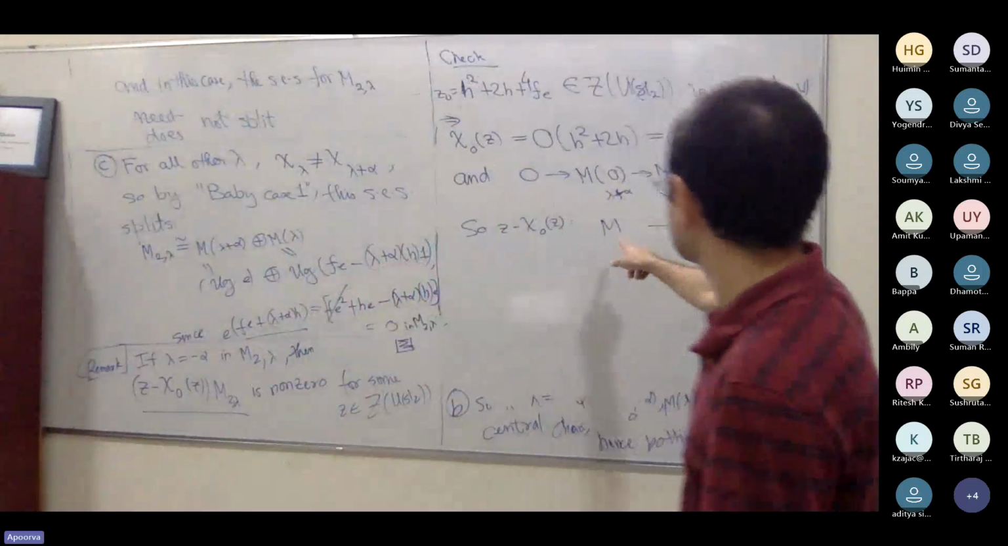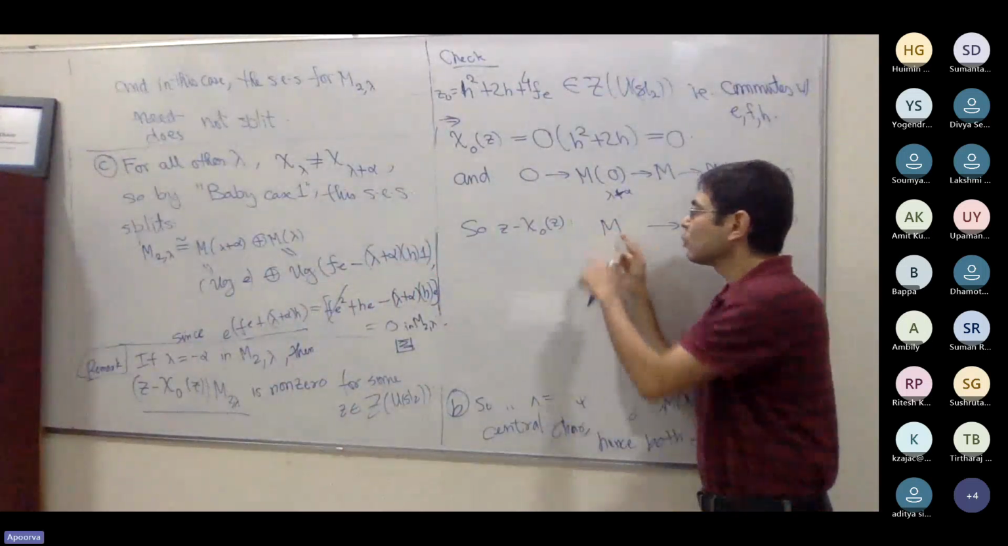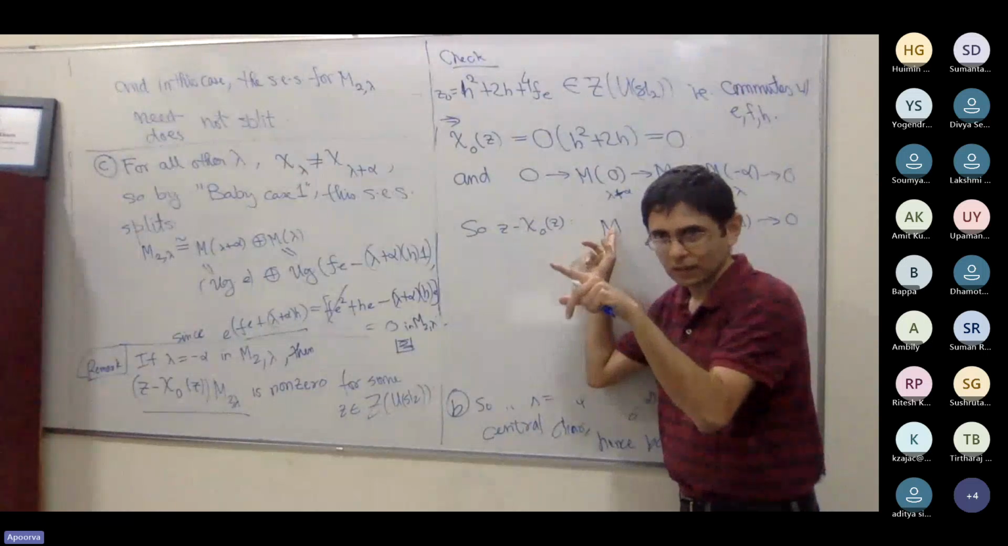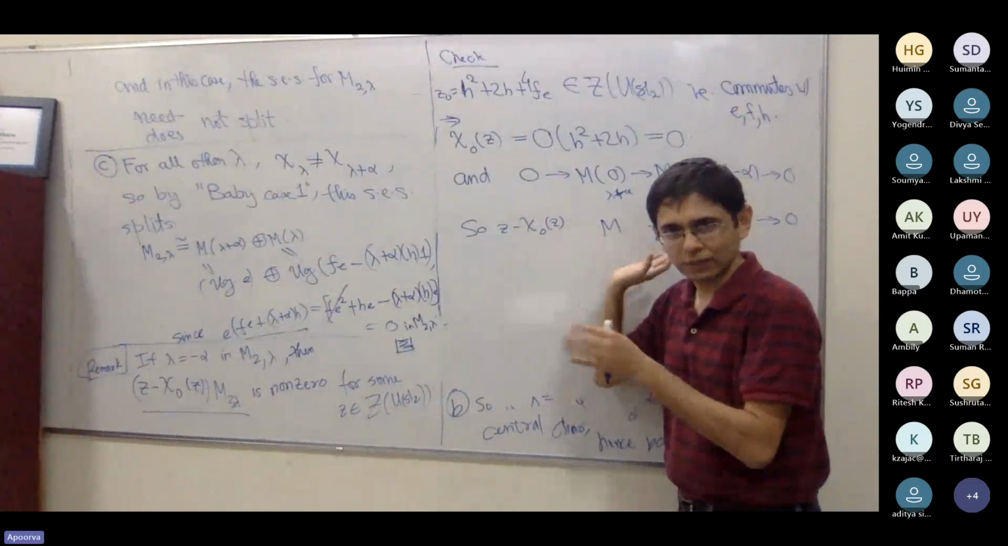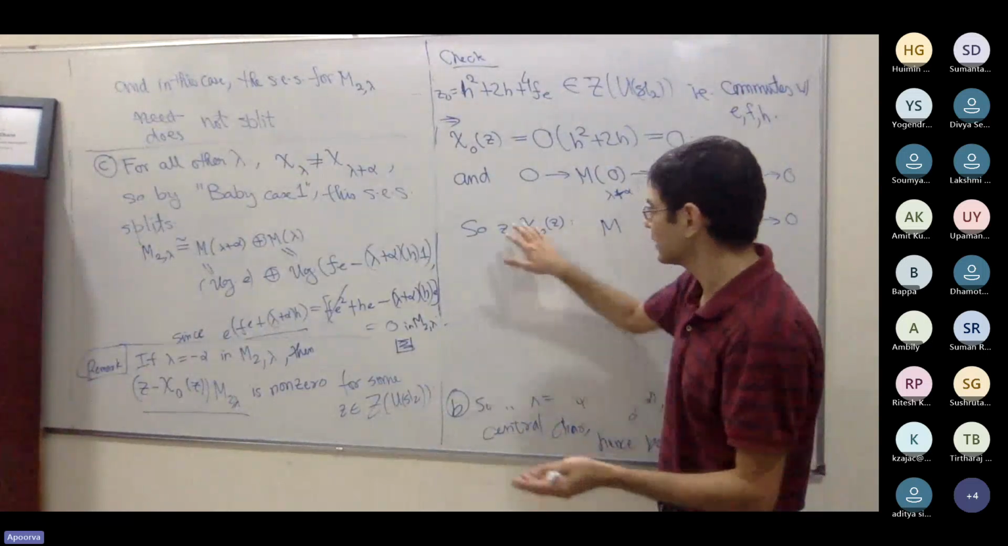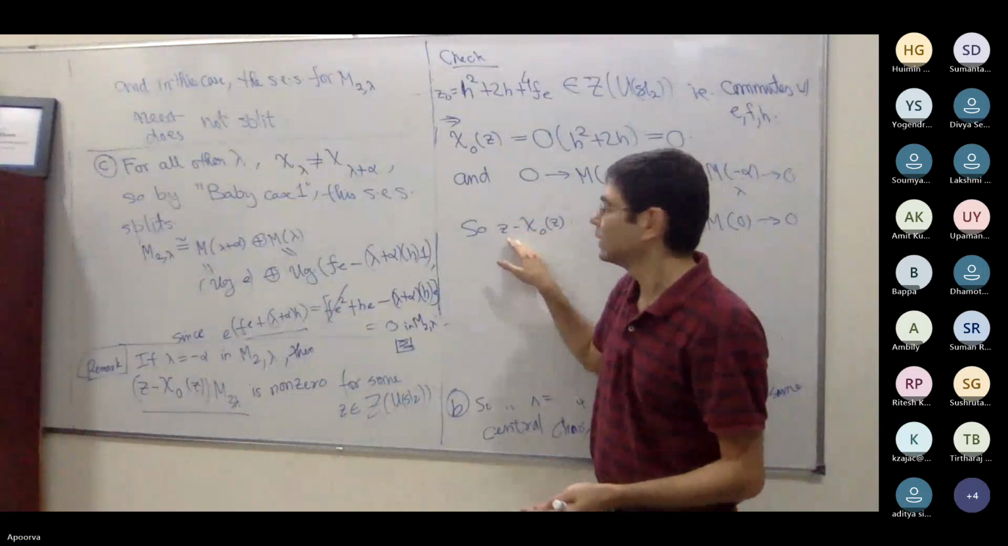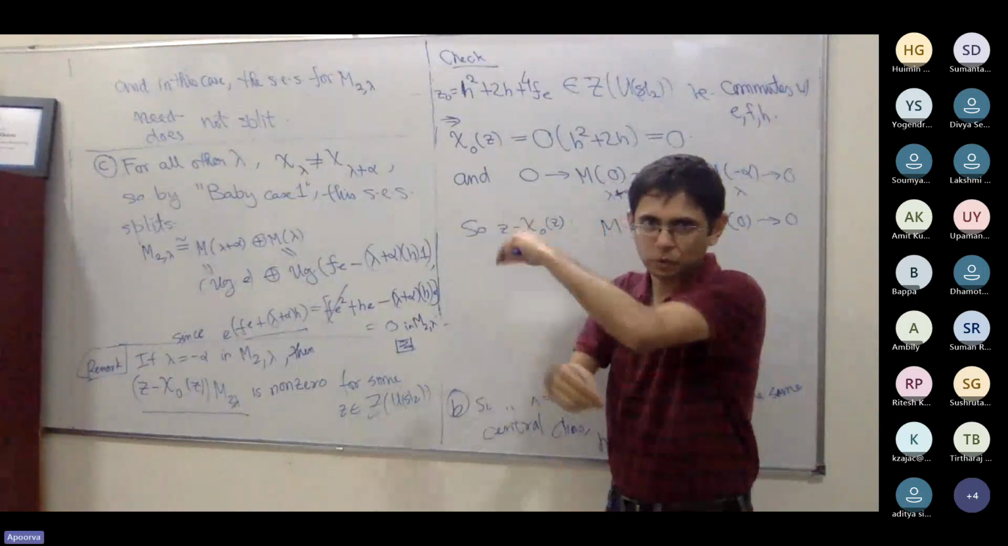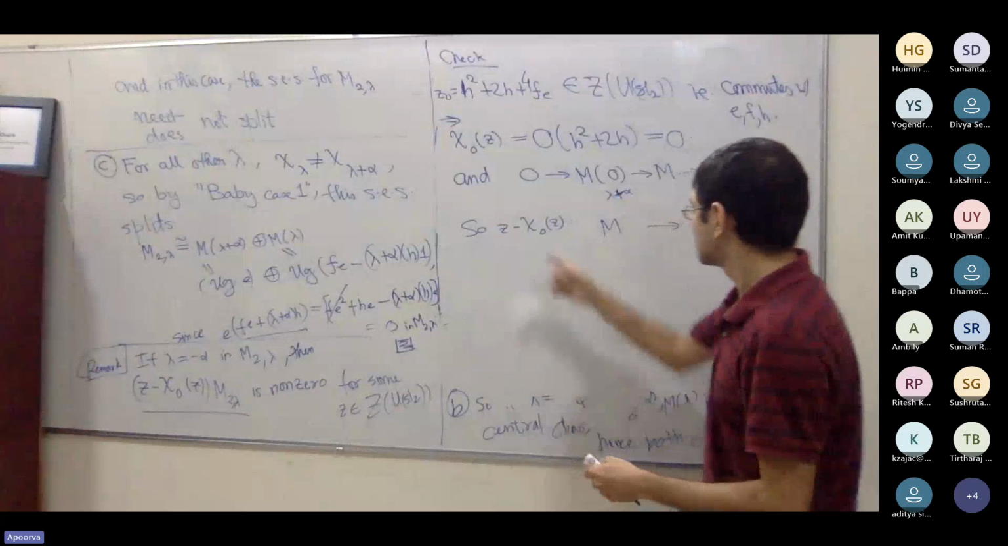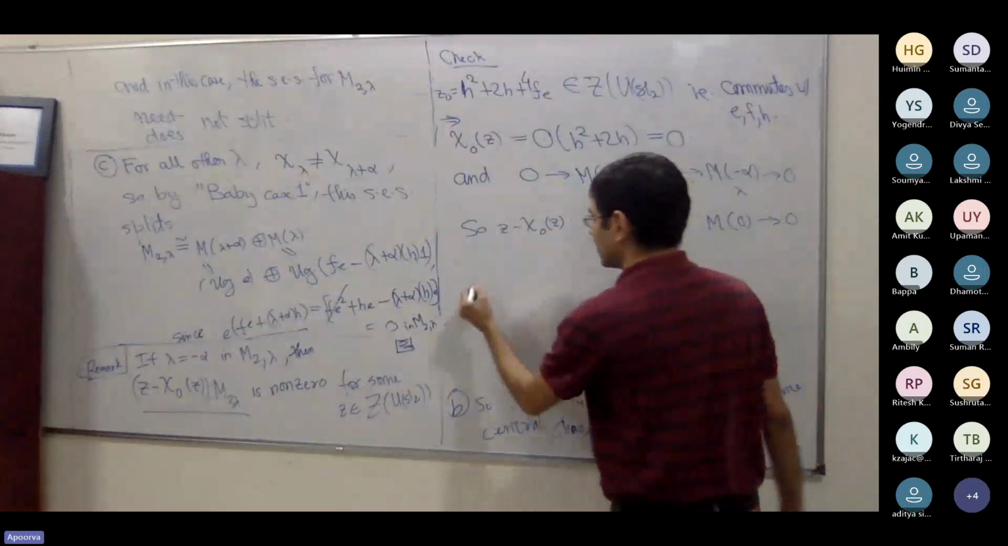Okay, let's just check. This is generated by one vector, the vector 1 bar. If this took 1 bar to 0, it would take everything to 0, because it's generated by one vector and multiplying by the center is a module map. So just check that it doesn't kill the generator 1.